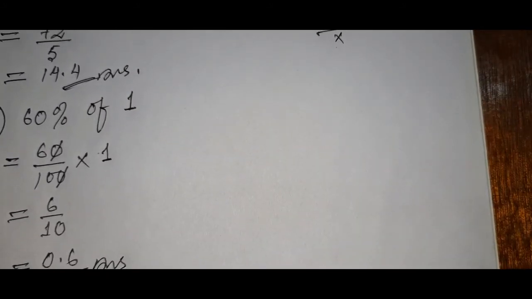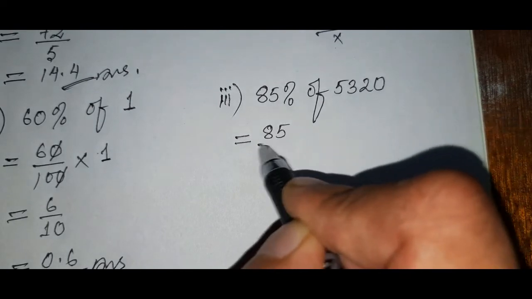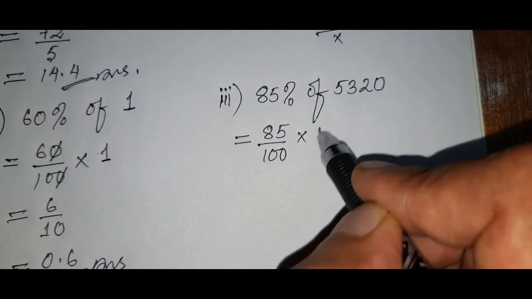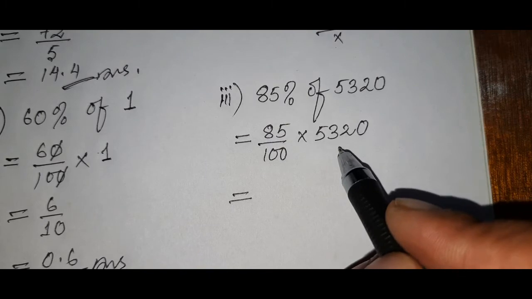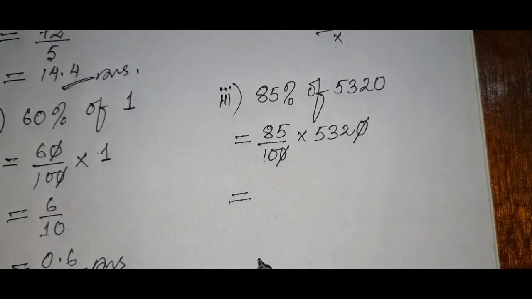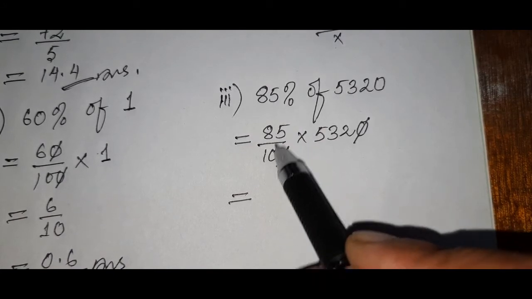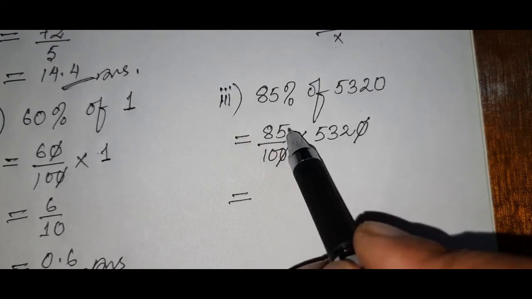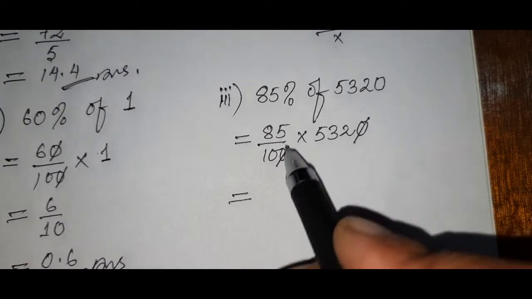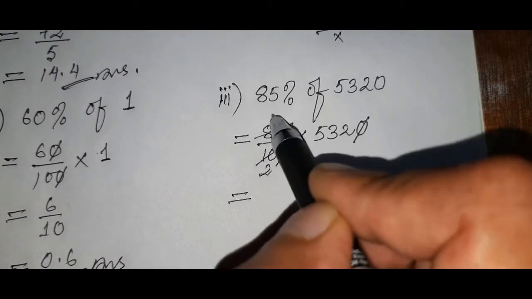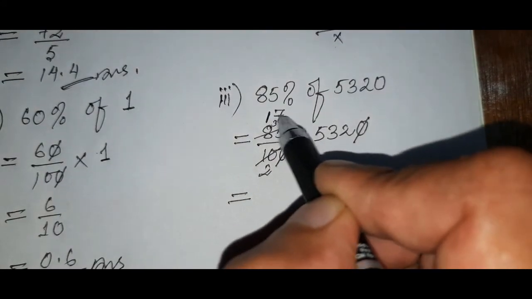Let's see the next one. So again we're going to write 85 by 100 into 5320. So what you can do now is cut this 0 and 0, and now here you look at these two numbers, 85 and 10. These two numbers are both divisible by 5. 85 is divisible by 5, 10 also is divisible by 5. So let's divide both these numbers by 5. So 5 2s are 10, 5 1s are 5, 3 remainder, so this becomes 35. So 5 7s are 35.